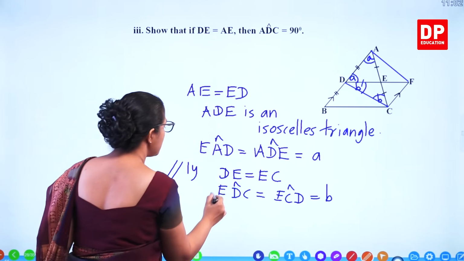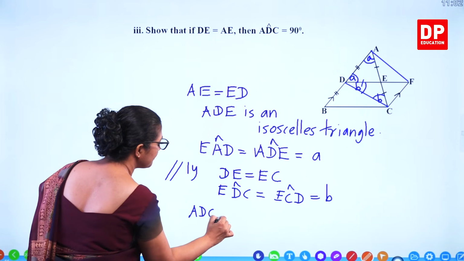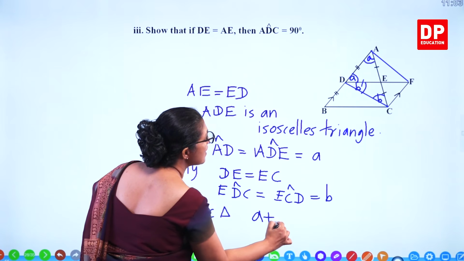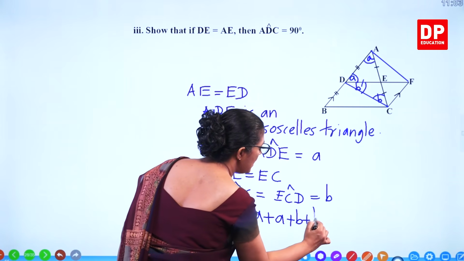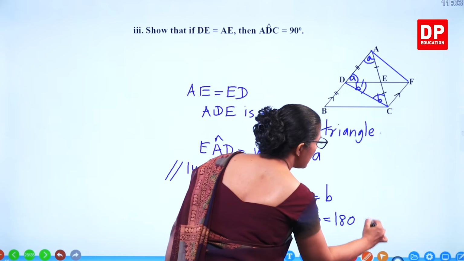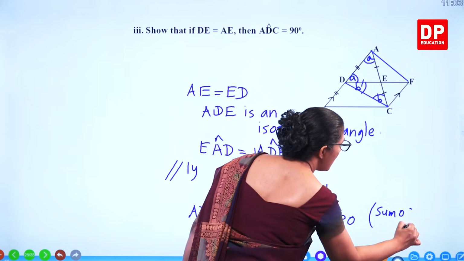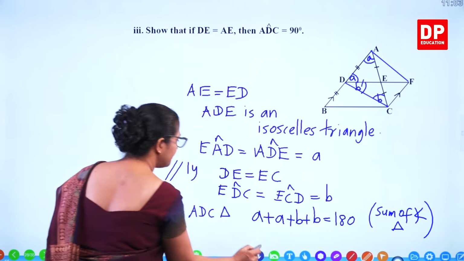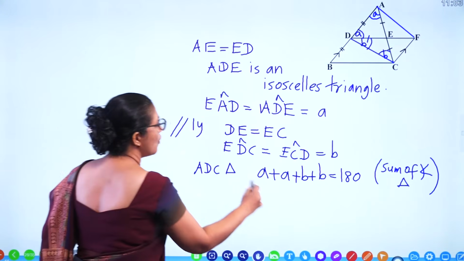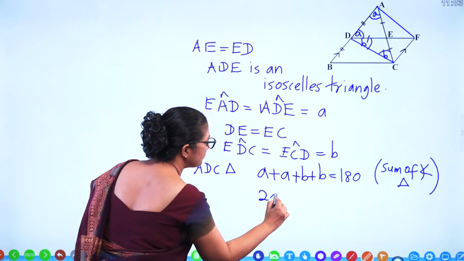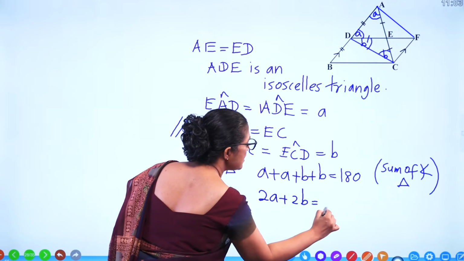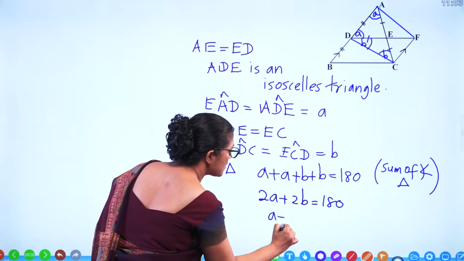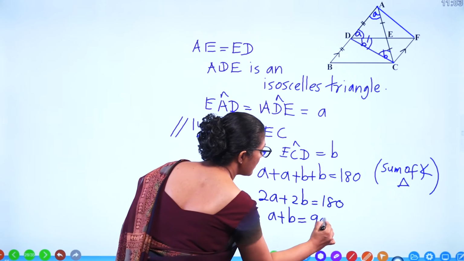Now take ADC triangle. Sum of angles in a triangle, A plus B plus B is 180. Now 2A plus 2B equals 180. Divide by 2 the whole equation. A plus B equals 90 degrees.